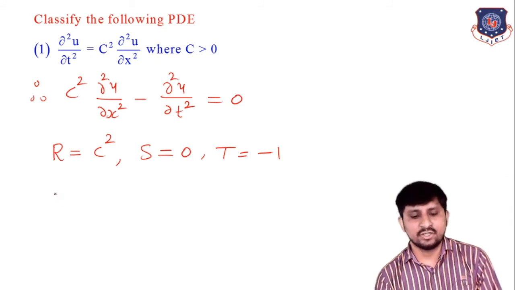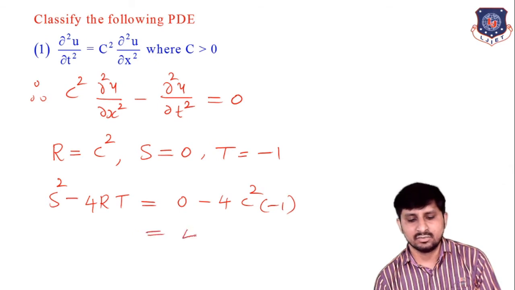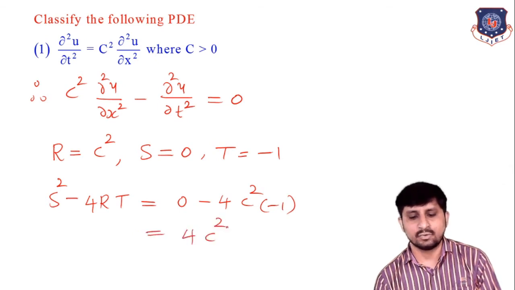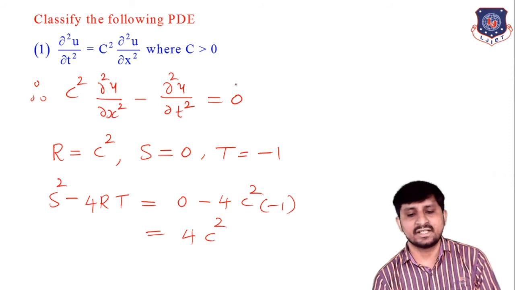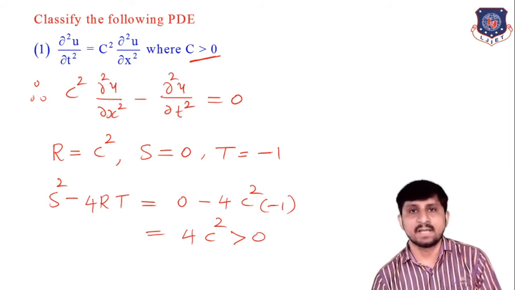Now find out the value of s square minus 4rt. So that is 0 minus 4, the value of r is c square, the value of t is minus 1, and this is equal to 4c square. And the value of c is already greater than 0, that is already given. So 4c square is greater than 0. So that's why we can say that the given partial differential equation is hyperbolic.